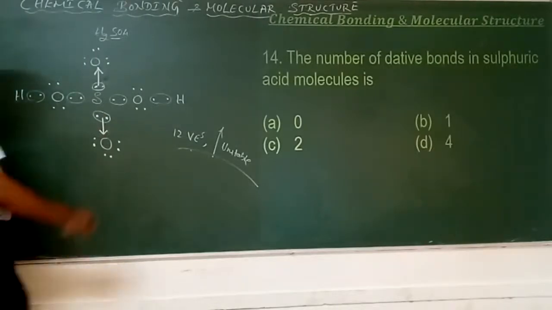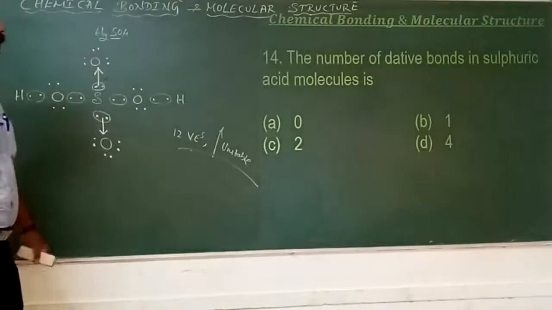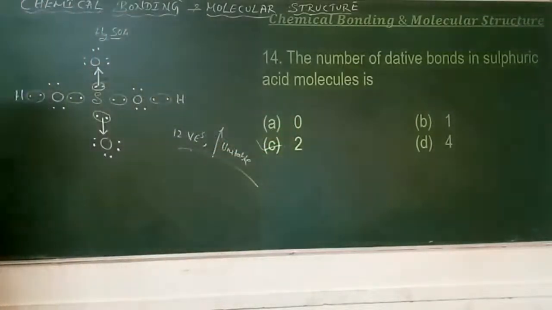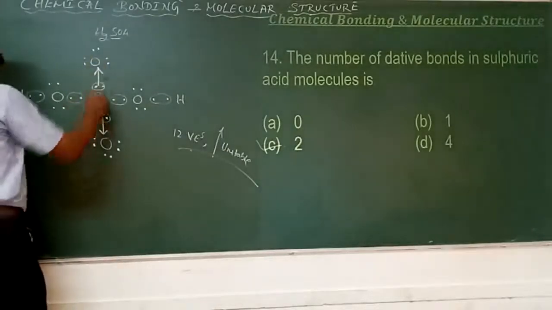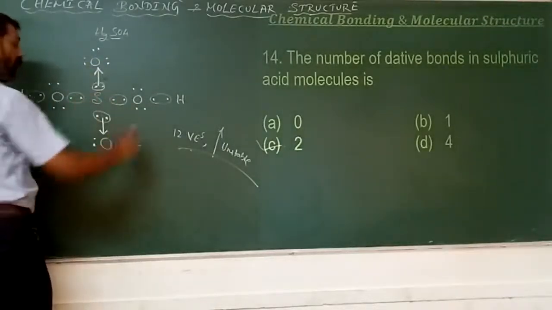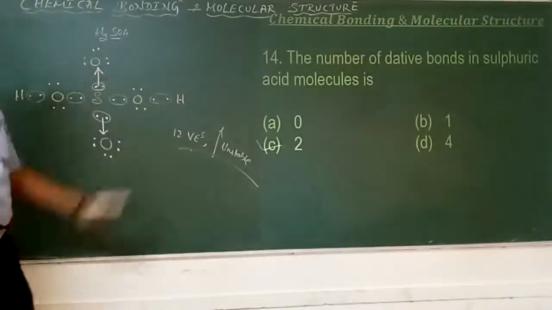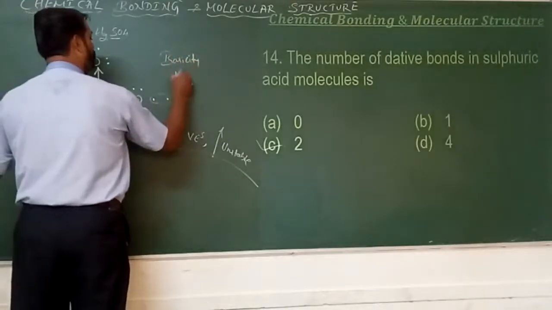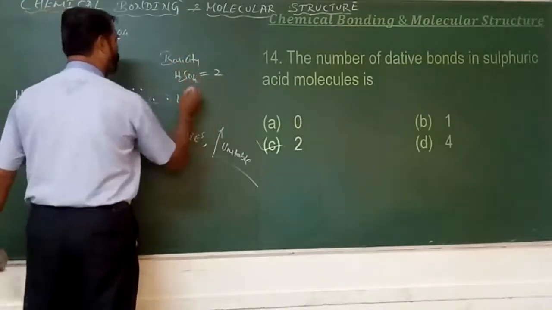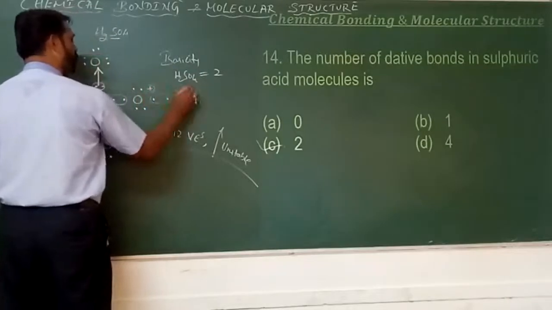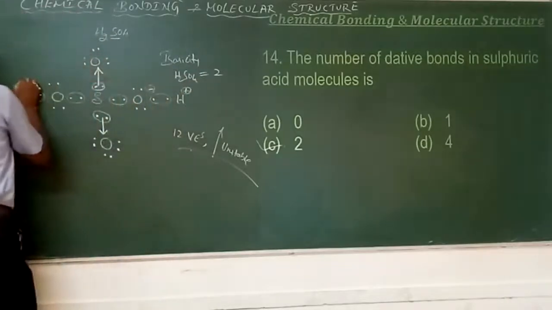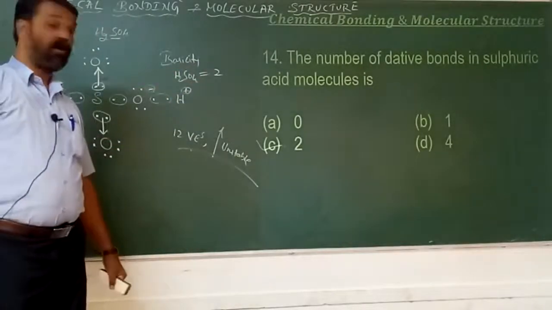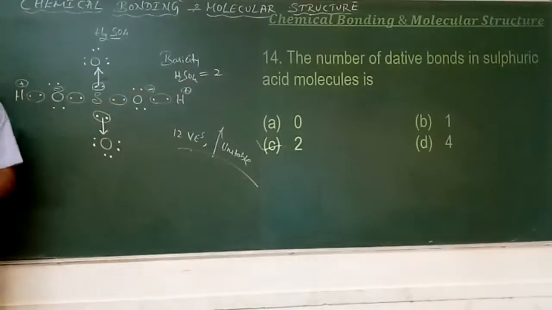Apart from that, what you have to mention is that it is a coordinate bond. Therefore we can expect how many coordinate bonds exist in this one? It is 2. Okay? Sulfur is coordinately bonded with 2 oxygen atoms and covalently bonded with 2, and then those 2 oxygens are covalently bonded with 2 hydrogens. The basicity of H2SO4 is equal to what? 2, because it contains which ions? H plus and O minus. Okay? So the number of dative bonds in the sulfuric acid molecule is just 2. Okay?